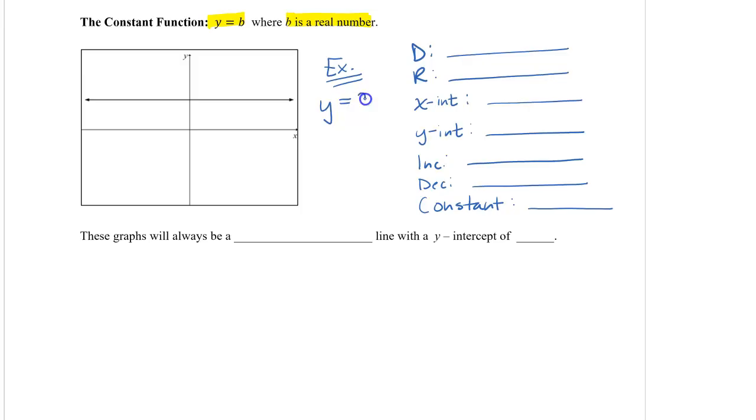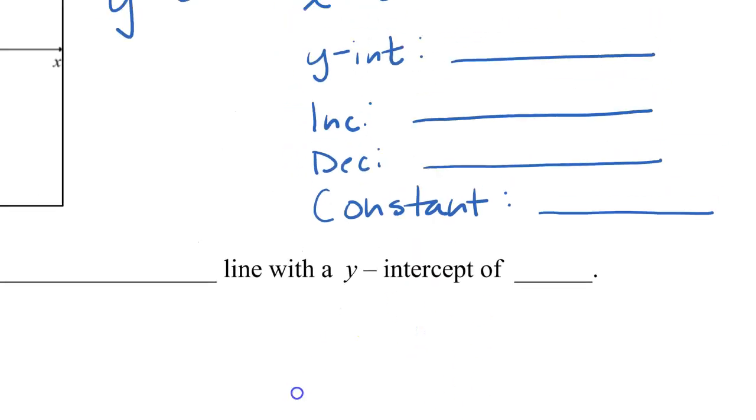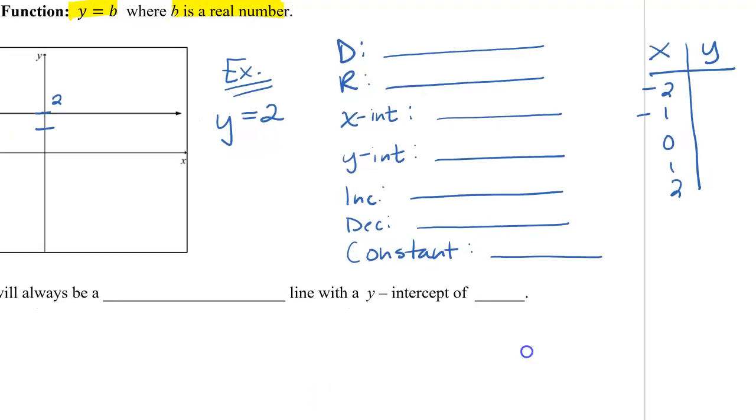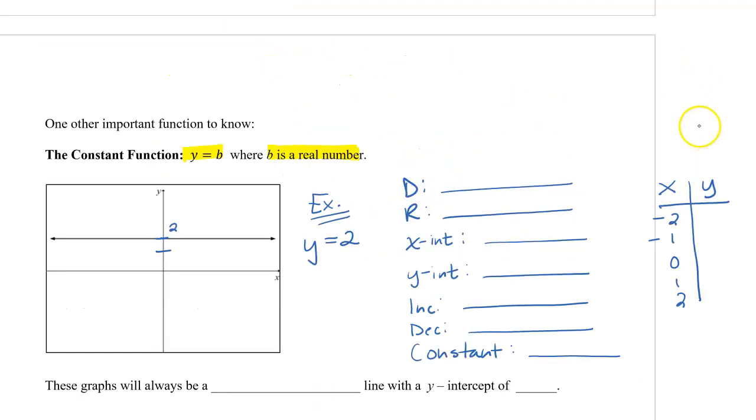Y equals 2. So if this is 2 on the y-axis, the function, if we made a table of values, and we used our -2, -1, 0, 1, and 2, it really doesn't matter what x is because x isn't even in the equation. So what that means is no matter what x is, y is always going to be 2. So in our table of values, we'll have 2 for y every time.